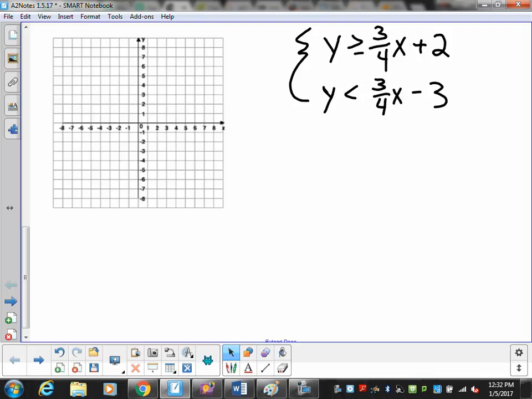Okay, so let's look at the first one. With this in red, we start out at 2 on the y-axis. So I put a dot at the 2 on the y-axis. And then from there, my slope is 3/4. So I will go up 3 and to the right 4. And then I can continue doing that, or I can go down 3 and to the left 4.